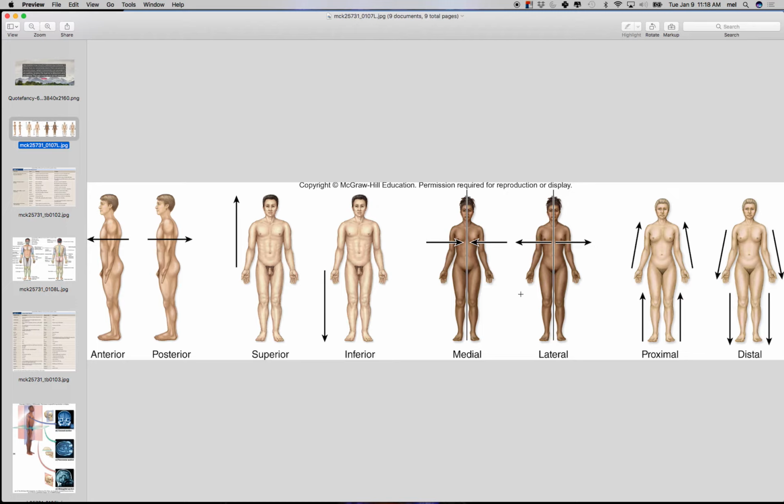Okay, so for instance, there are muscles right here. These are the muscles of the medial thigh. These are the muscles of the lateral thigh. These are the muscles of the anterior or ventral thigh, and the muscles of the posterior or dorsal thigh. Does that make sense? Okay.